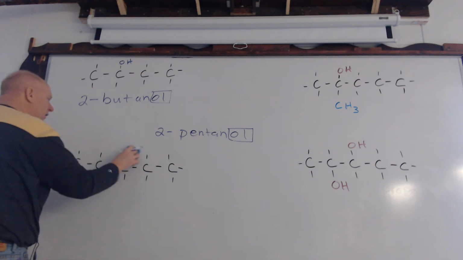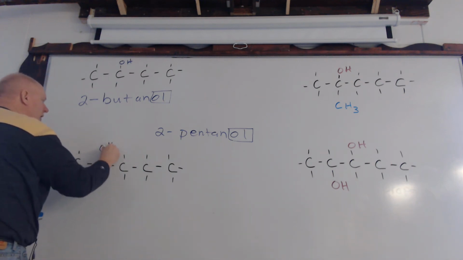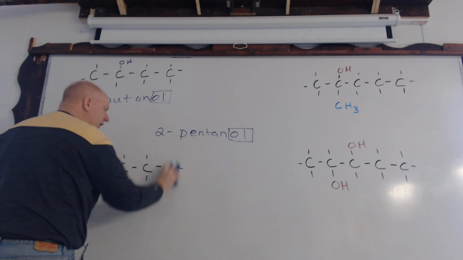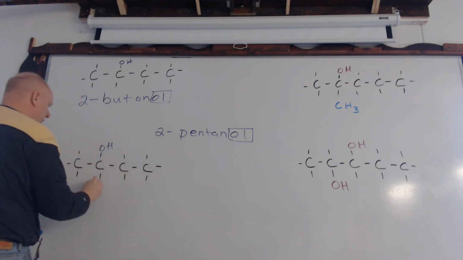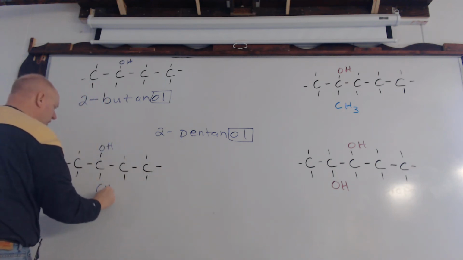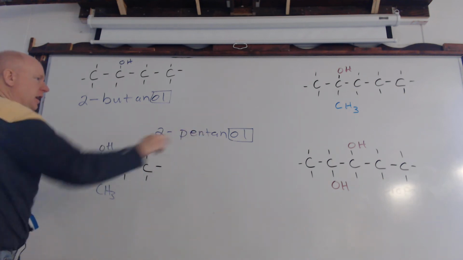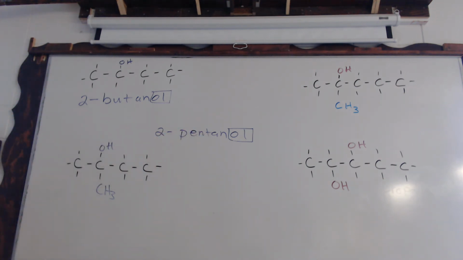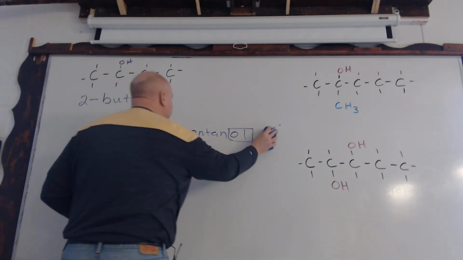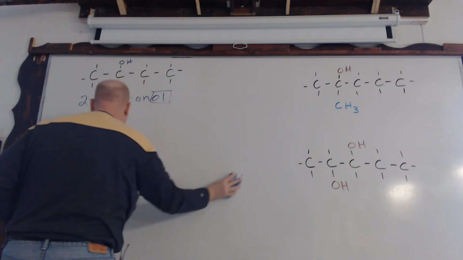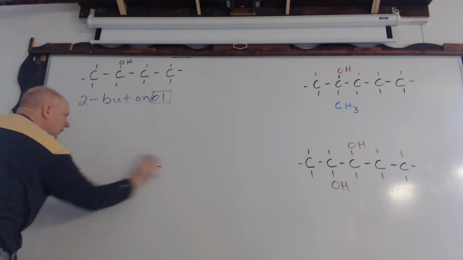Okay, so if we do this, we could also take this guy off and put him down here. This would also be an isomer, and that's what we're kind of getting to over there in the lower right-hand corner. Okay. Go ahead and erase this.